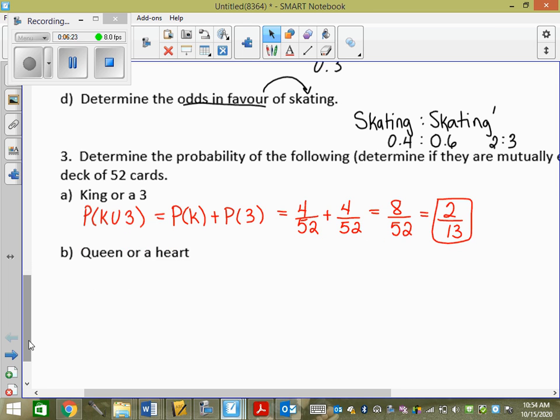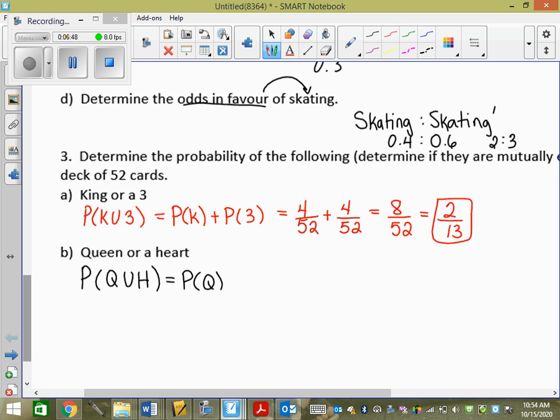Queen or a heart. So that's the probability of a queen or a heart. Once again, I have to go to these formulas with the ors. Are there any queens that are hearts and hearts that are queens? Yes. There's one, the queen of hearts, right? So I have to add up the probability of a queen plus the probability of a heart and subtract off the queen of hearts, because I've counted it twice. So the probability of a queen plus the probability of a heart minus the probability of a queen and a heart.